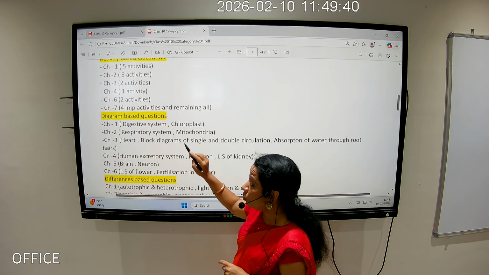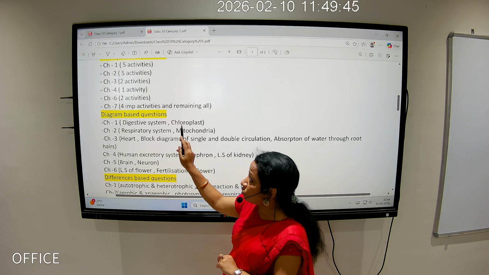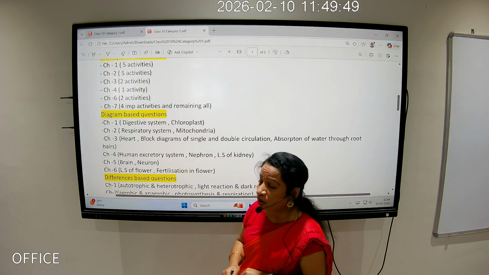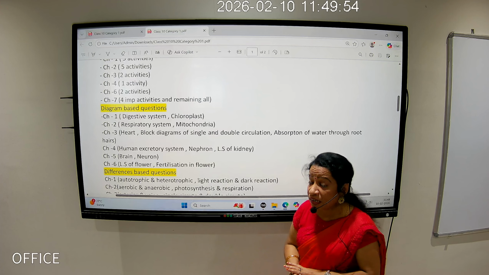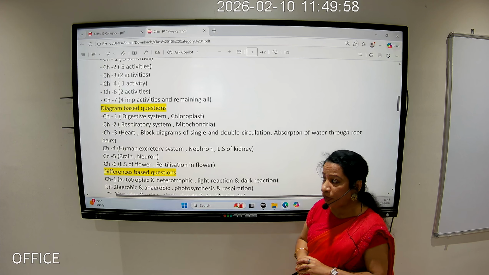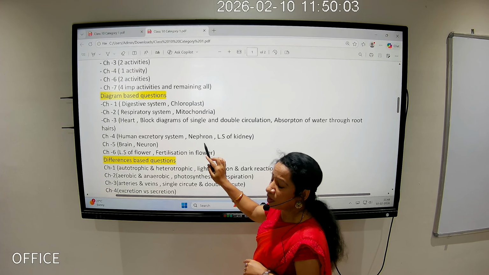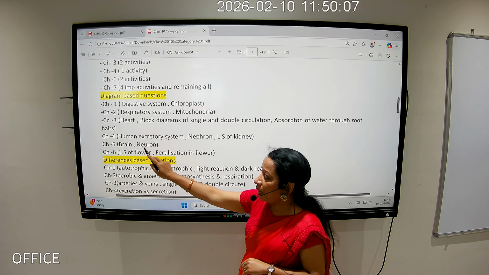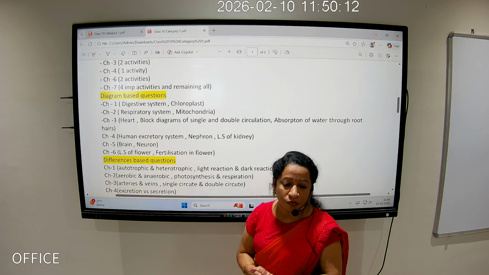Now coming to our diagrams. What are the diagrams? Chapter 1, digestive system, chloroplast. Chapter 2, respiratory system and mitochondria. Chapter 3, heart, block diagrams of single circuit and double circuit, absorption of water through the root hairs. Next, chapter 4, human excretory system, nephron and longitudinal section of the kidney. 5, brain and neuron. 6, LS of flower, fertilization of the flower.